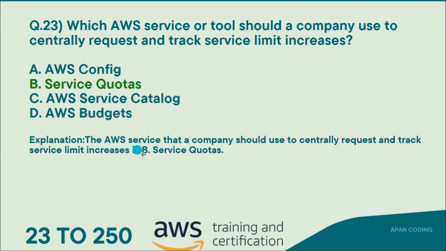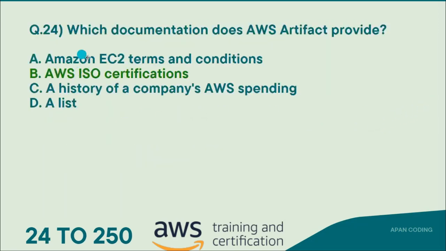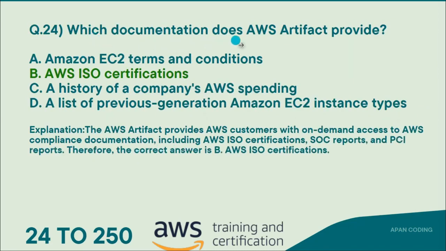Explanation is here. The AWS service that a company should use to centrally request and track service limit increases is option B. Now move on to the next. We will see question number 24. The question asks which documentation does AWS Artifact provide? Which document? AWS ISO certification. Explanation is here. AWS Artifact provides AWS customers with on-demand access to AWS compliance documentation, including AWS ISO certification, SOC reports, and PCI reports. Therefore, the correct answer is B, AWS ISO certification. Now move on to the next, friends.